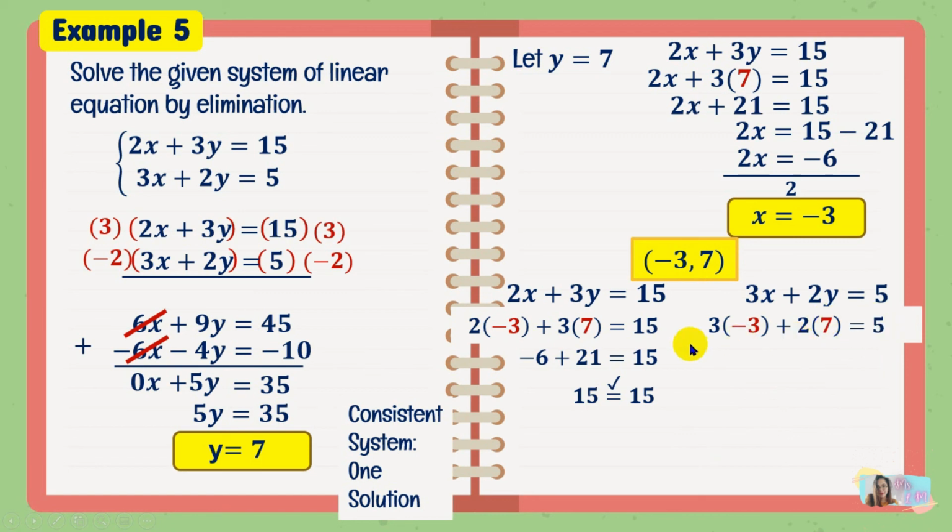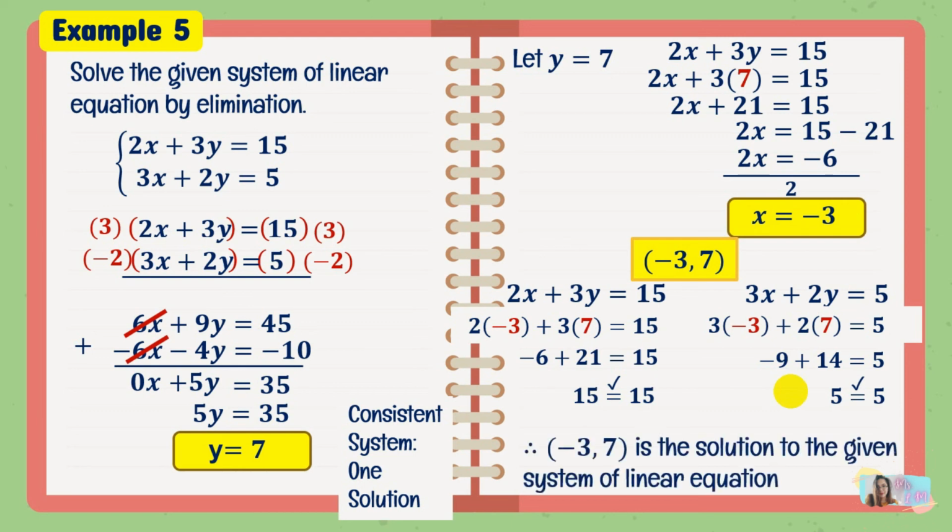So equals nga ba siya sa 5? 3 times negative 3 is negative 9 and 7 times 2 is 14. 14 minus 9 or 14 plus negative 9, that's positive 5. And again, satisfied po ulit siya sa ating negative 3 and 7. Both of the linear equations are satisfied with the resulting ordered pair negative 3 and 7. So we can conclude that negative 3 and 7 is the solution to the given system of linear equation.